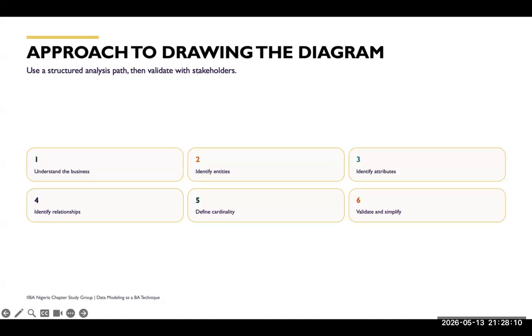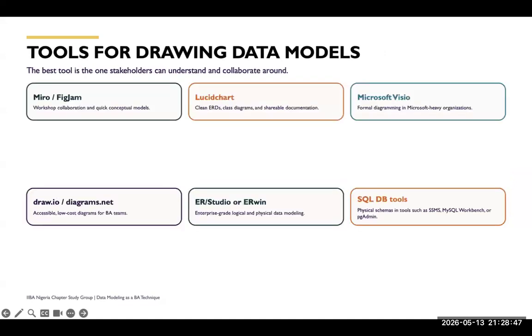Once you've done that, identify the entities like we identified today, identify the attributes, identify the relationships, right? Entities, attributes, relationship: customer, order, customer can place many orders. Define the cardinality. So customer may place an order. Cardinality is customer can place many orders, right? And validate it. Remember, always validate it and simplify it. The easier to understand, the fewer mistakes you're likely to have.